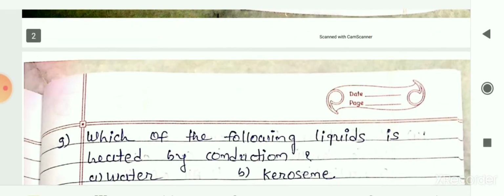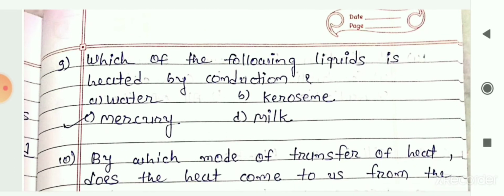Next question. Which of the following liquids is heated by conduction? As we had seen, one exceptional case is there. So here in which liquid does the heat transfer take place by the process of conduction? The options given to you are water, kerosene, mercury or milk. So your answer is option C, mercury. In mercury, the transfer of heat takes place by the process of conduction. That's why we are using mercury in thermometers.